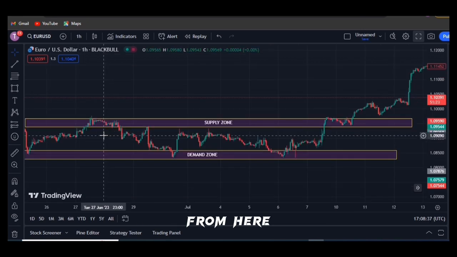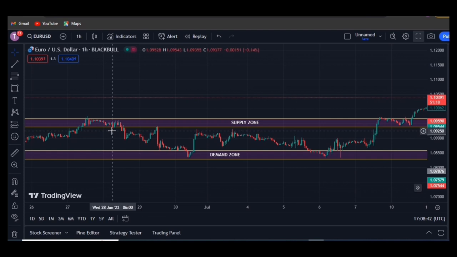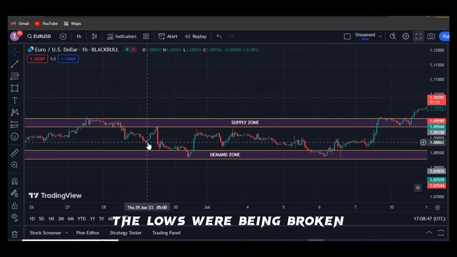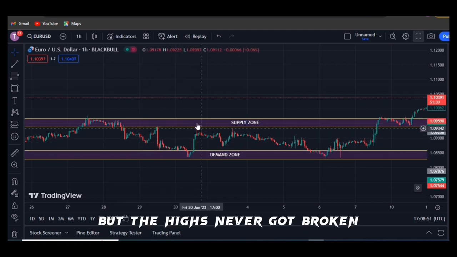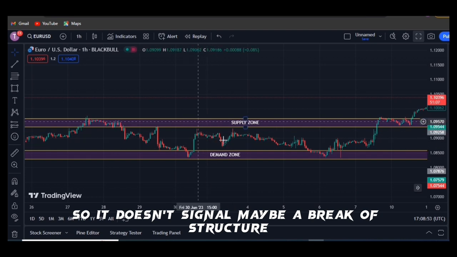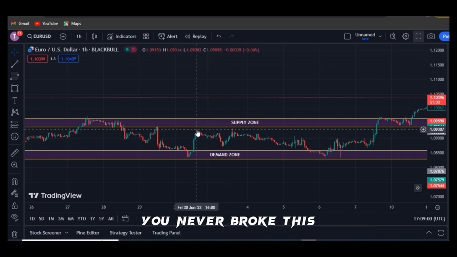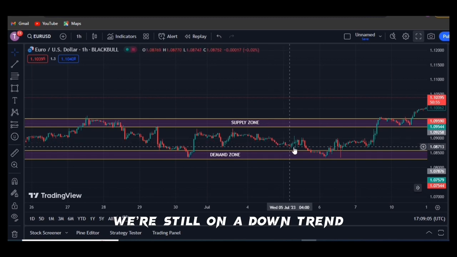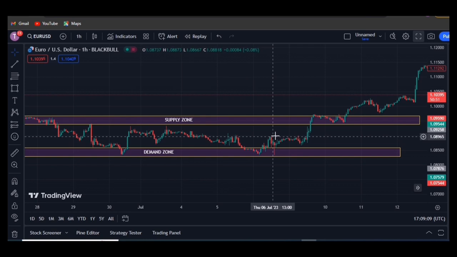So from here you can see we're on a downtrend. Let me zoom in for you guys. You see, the lows were being broken, but the highs never got broken. So it doesn't signal maybe a break of structure or a change of character. You see, it never broke this high, which signifies we are still on a downtrend. The market was still struggling.